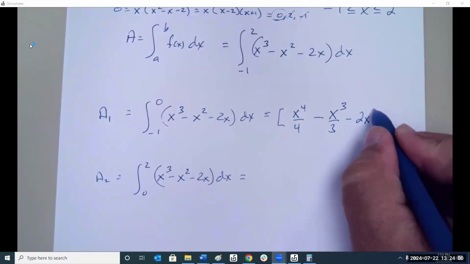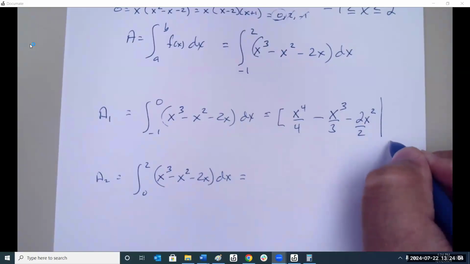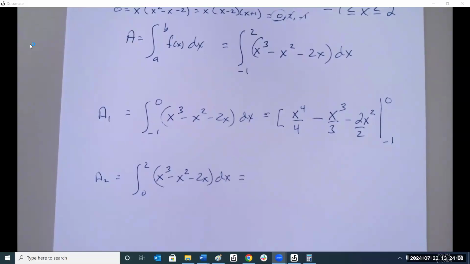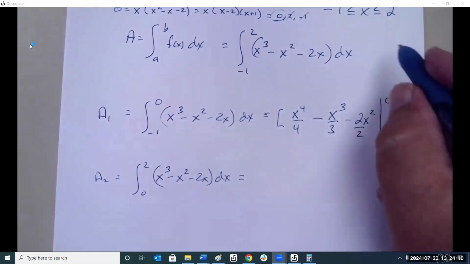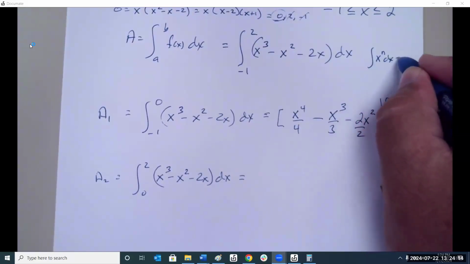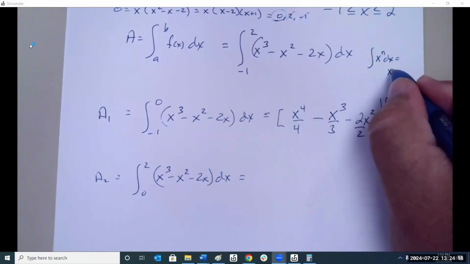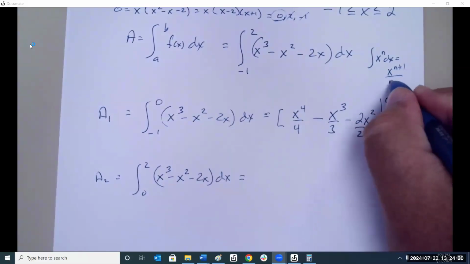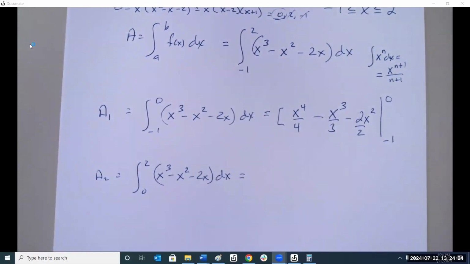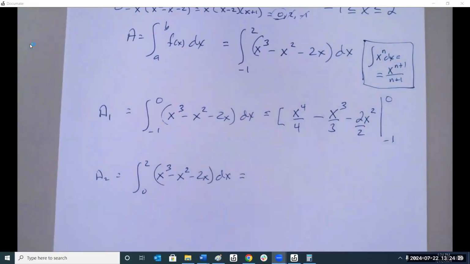Two x over 2. Anybody not see what I'm doing there? The integral of x to the n is x to the n plus 1 over n plus 1. That is the basic rule for integration.